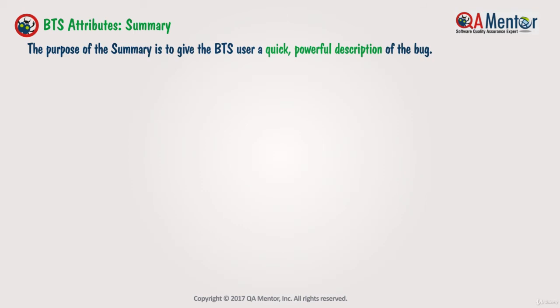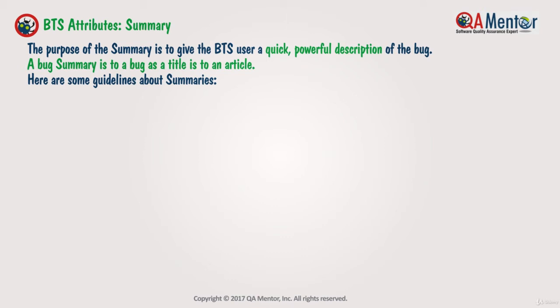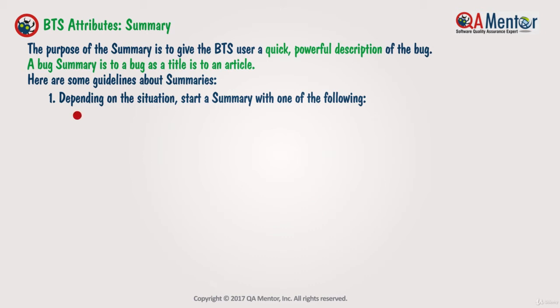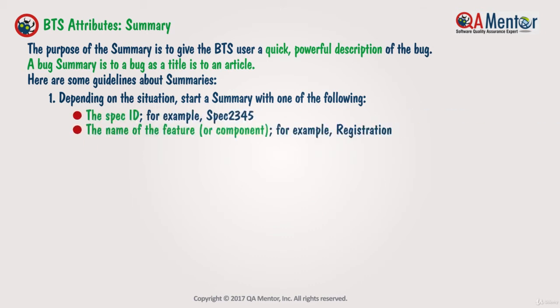The purpose of the summary is to give the BTS user a quick, powerful description of the bug. A bug summary is to a bug as a title is to an article. Here are some guidelines about summaries. 1. Depending on the situation, start a summary with one of the following: the spec ID, for example, spec 2345, the name of the feature or component, for example, registration, or the name of the file with the bug, for example, shoppingcart.py.